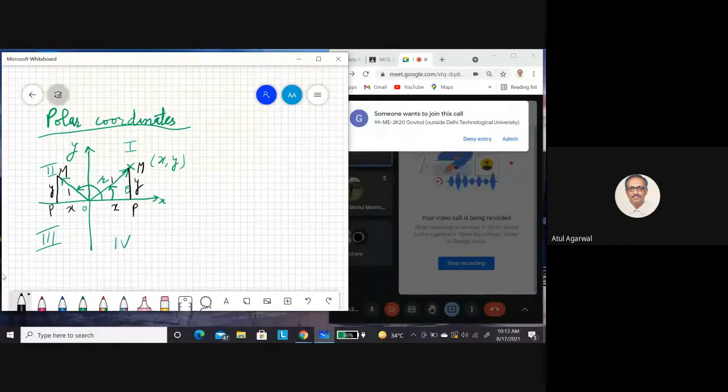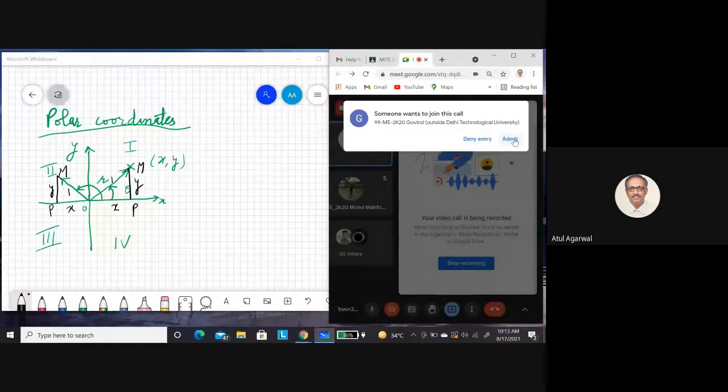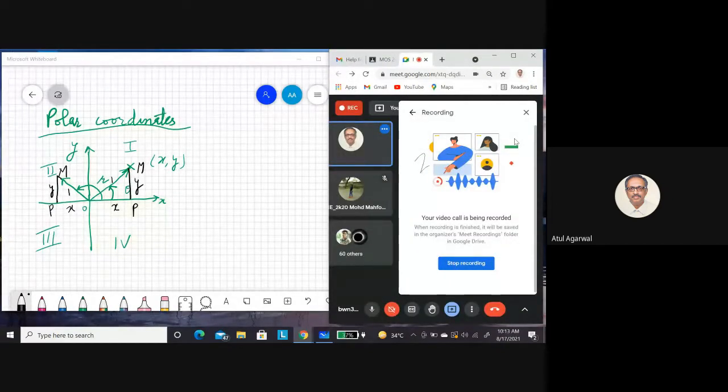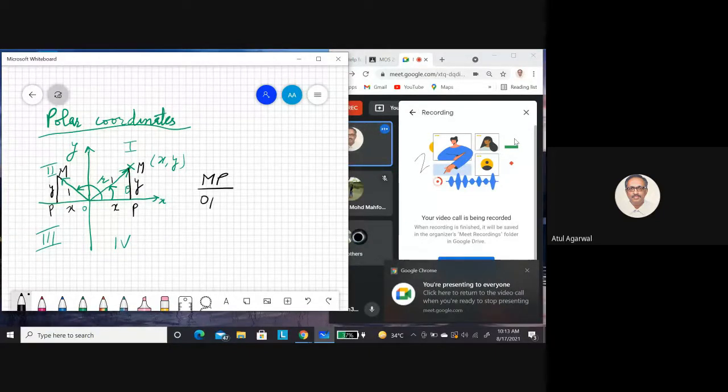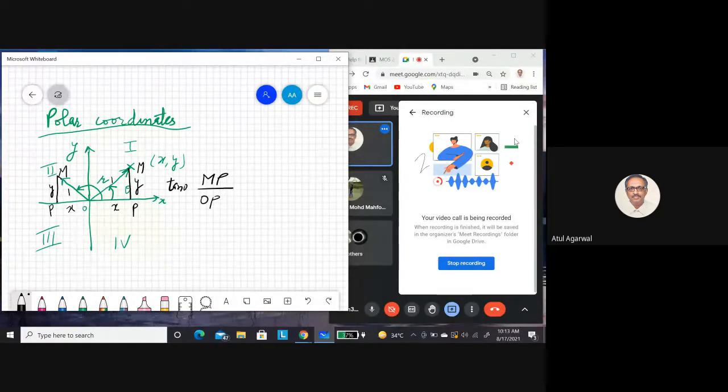Now there is a concept. You like to find the ratio of perpendicular to the base. So what is that ratio? MP upon OP. This ratio is known as tan theta. You keep increasing the ray size. Draw the perpendicular. So you will find that M'P' upon OP' is equal to the same ratio.